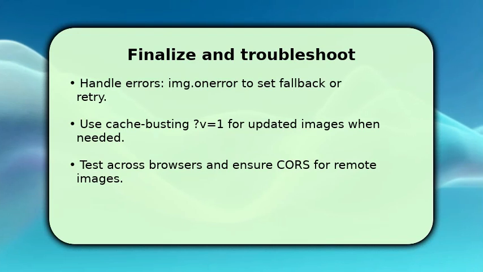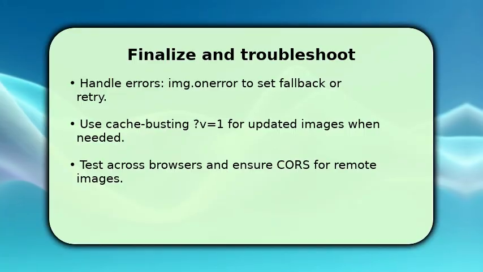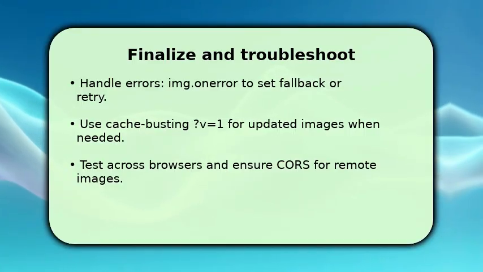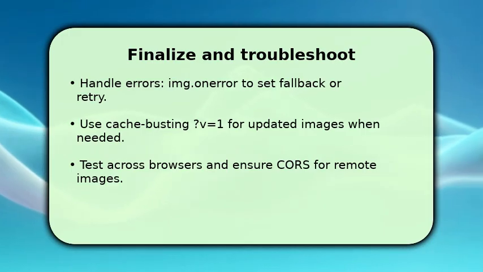Also, you finish by adding robustness. Attach img.onerror to show a fallback image or trigger retry logic, and use onload to run any layout updates after the new image renders. Make sure to update any state variables or UI indicators so the rest of your app knows the change completed.